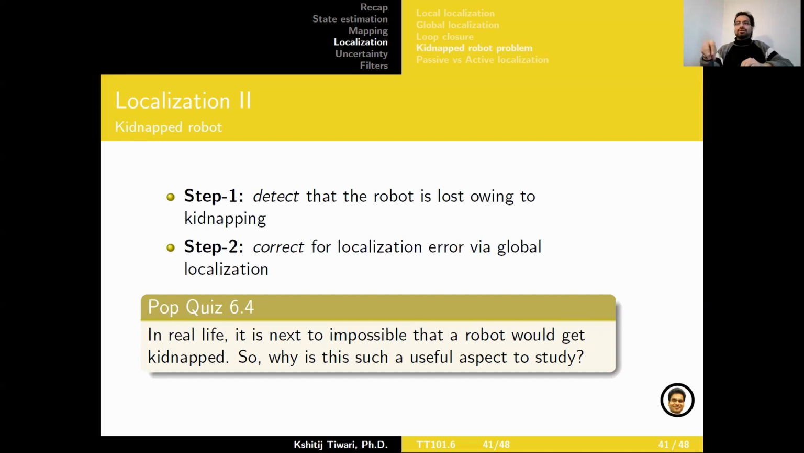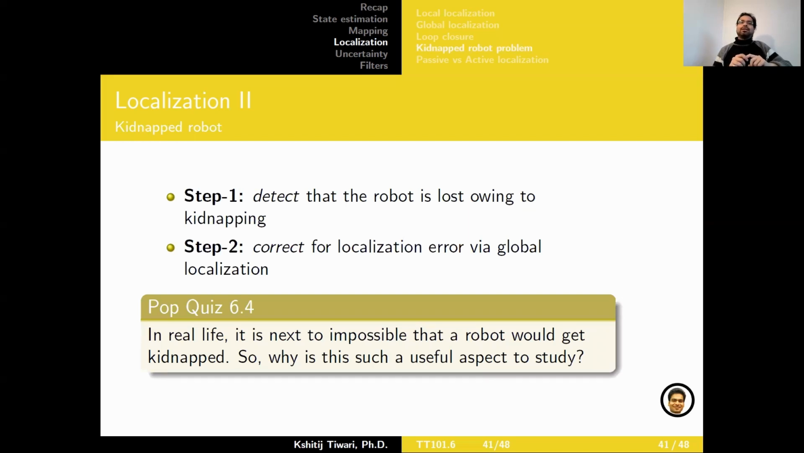But once it is lost, it means now it has to do global localization. It doesn't know where it is. It doesn't know anything. So it needs to start from scratch again and relocalize before it can continue the mission. Right. So this is known as the kidnap robot problem.